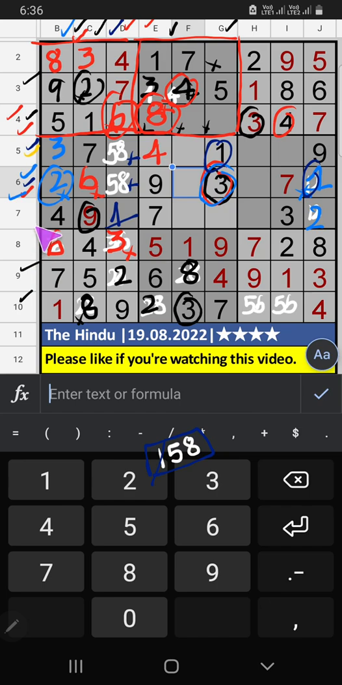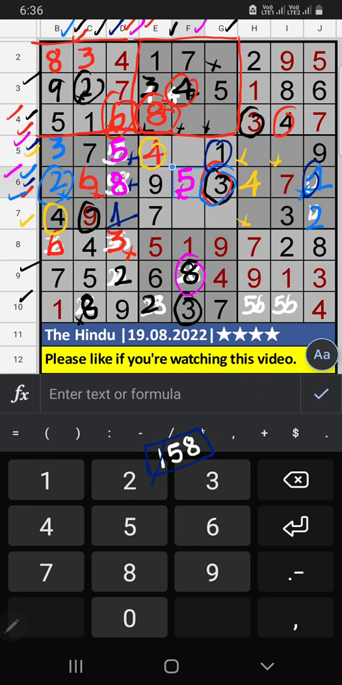5th row and 7th row, we have 4. So 4 can't come in these cells. Then 4 is confirmed here. Then 6th row, 2 numbers are remaining, 5 and 8. Column F, we already have 8. So 8 can't come in this cell. 8 is confirmed here. Then 5 is here. Column D, only 1 number is remaining, 5. 5 is confirmed here.